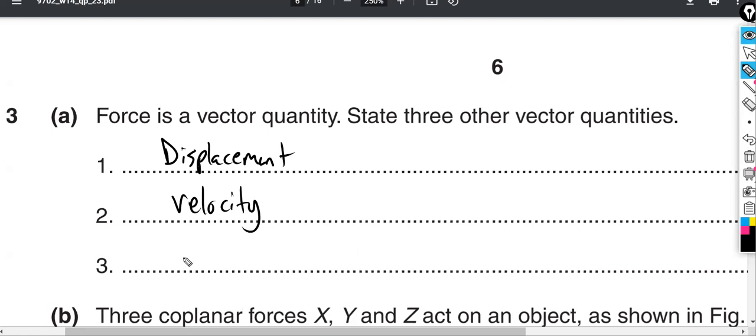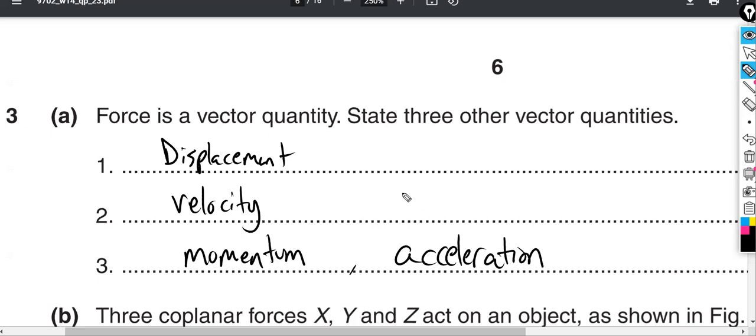And then we've gone over a number of practice problems where we'll study this later, but we mentioned them in passing. So probably momentum is another one that maybe some people got. You could have said acceleration. That's a vector. Did anybody put down impulse?